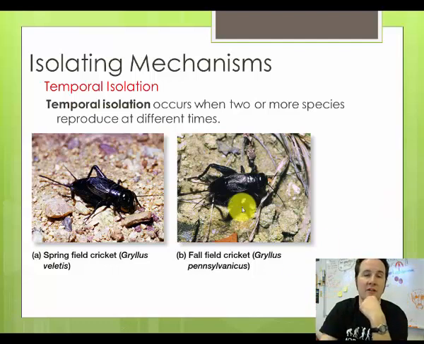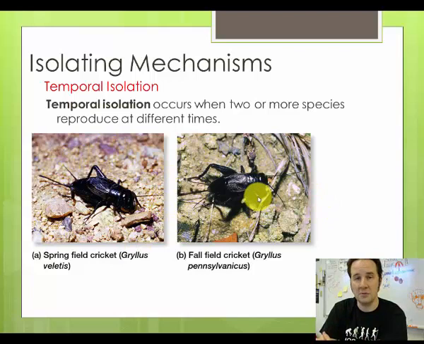The example that I have here is the spring field cricket and the fall field cricket. You may look and say, those look the same, Mr. Lane. They're both crickets. But they are two different species. They are two different species because the spring field cricket breeds only in, as the name suggests, spring. And the fall field cricket only breeds in the fall. So because they have different breeding times, there's no way that the genes between these two different species can mix.